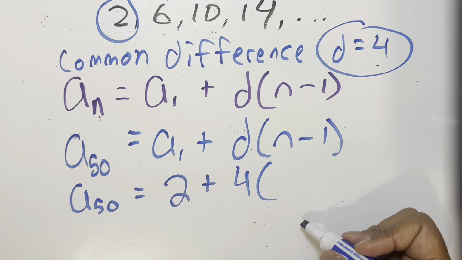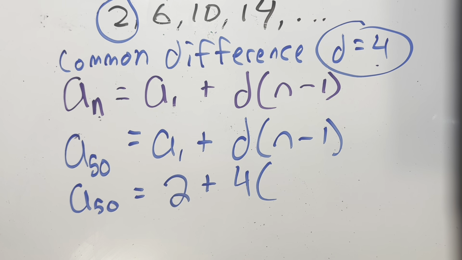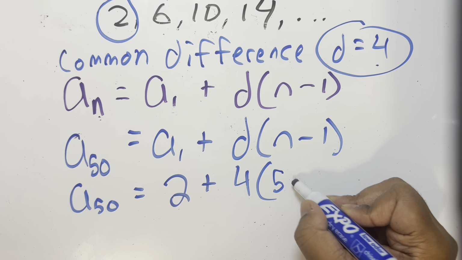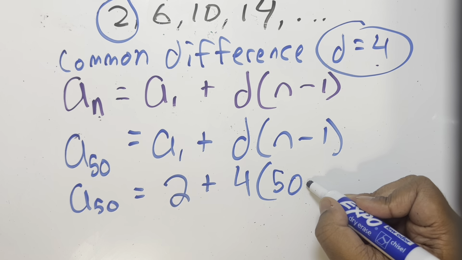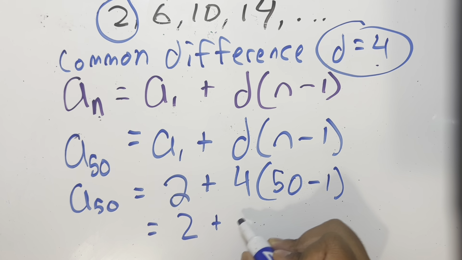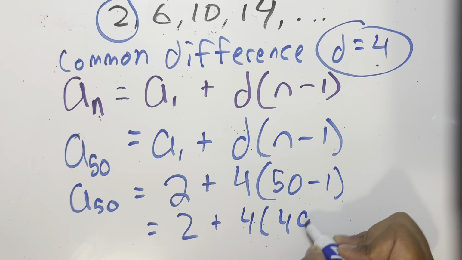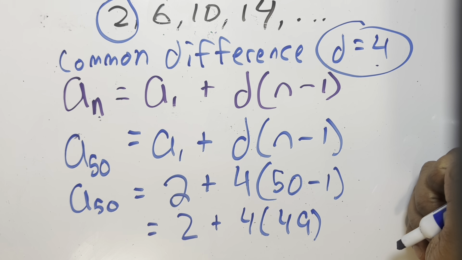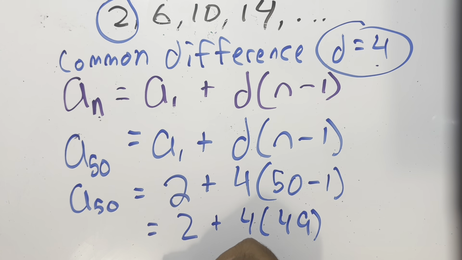My n here, remember, I'm looking for the value of the 50th term. Since I'm looking for the value of the 50th term, my n here is 50, right? Minus 1. So I'm going to get 2 plus 4 times 49. Now, 4 times 49 is 196. So this will be 2 plus 196, which is 198. That will be a sub 50.